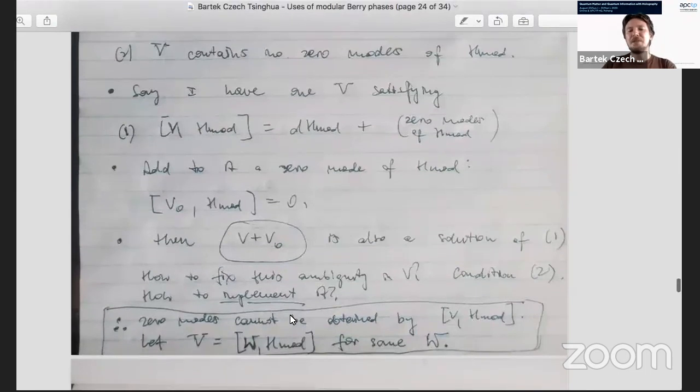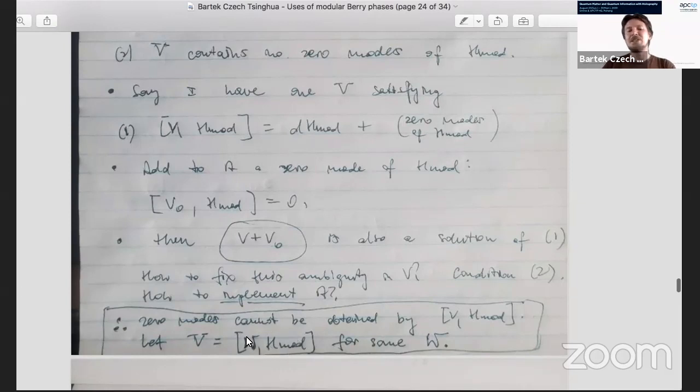Well, there are various ways in which we can implement this, but here's one simple way. Remember that zero modes cannot be obtained by the commutator of V with H mod. So that means that if I manage to obtain a V as a commutator of something else with H mod, that V will precisely have no zero modes in it. So I can look for precisely that V, which can be written in the form of yet another operator commutator with H mod. Why does this work?